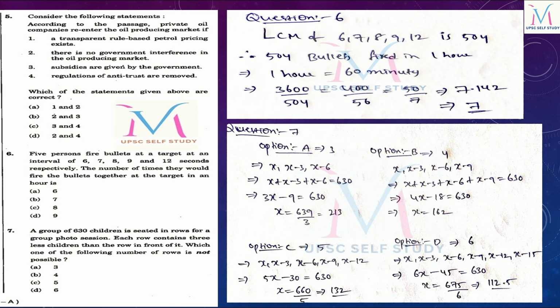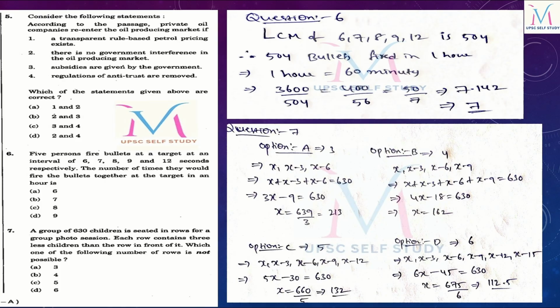So these 5 persons will fire 7 times. Okay, 7 times they will be able to fire together at the target in 1 hour. Okay, I hope you have cleared this question. So for this the answer is 7, which means it is option B. Okay, for the sixth question the option is B.